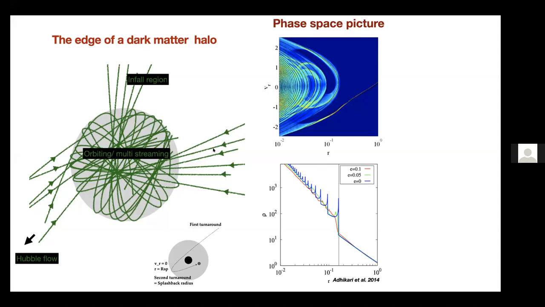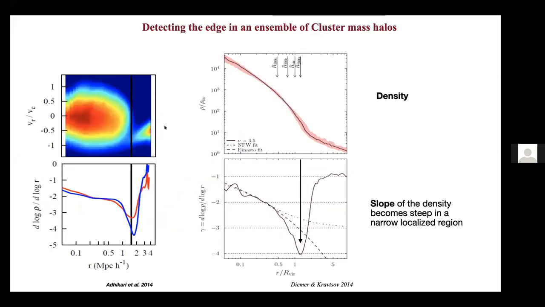Right. So the boundary is particularly clear in phase space, in the phase space of a dark matter halo, which is the radial velocity versus the cluster-centric or halocentric radius. Essentially, we see that at the edge you can clearly separate this virialized region from the infall region. In fact, if you had idealized halos, you would see a very sharp caustic at the edge of the halo.